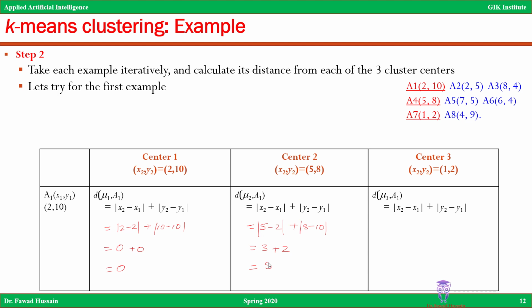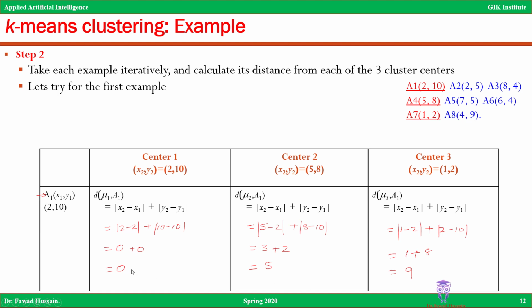So I have 5. And if I move over to this center, I have |1 minus 2| plus |2 minus 10|. Again, I take the modulus. So this is 1 plus 8, which is 9. So the three values, for the first data point A1, when I'm comparing it to the three centers C1, C2 and C3, I have the values 0, 5 and 9.